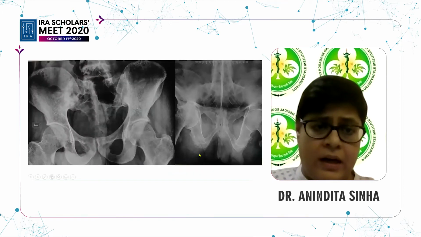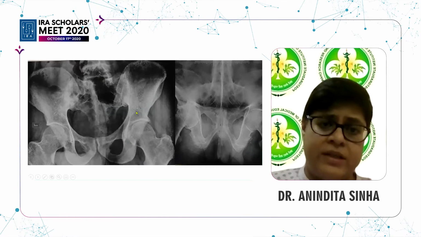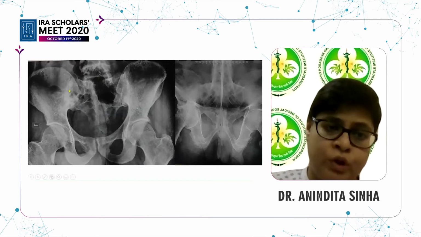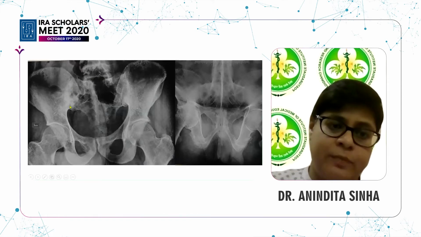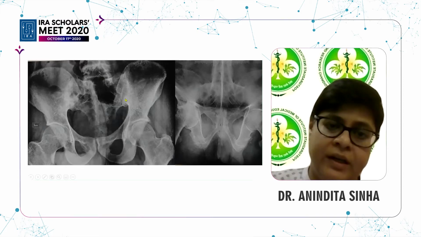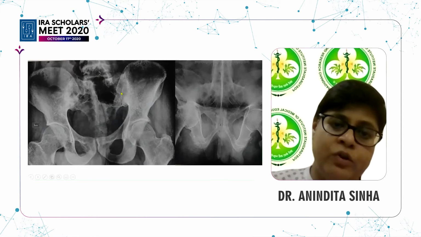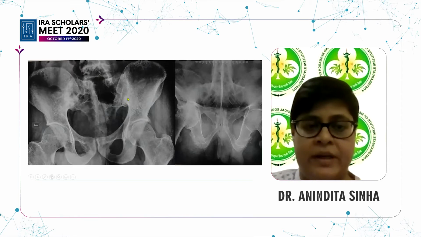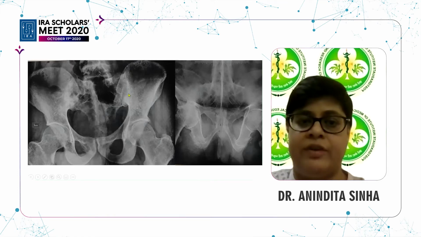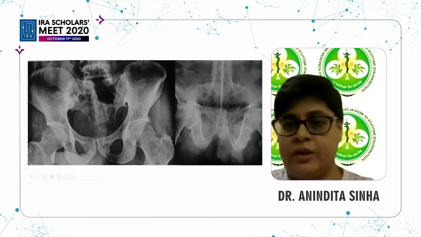Now, in advanced cases, what you see is complete fusion, and what you will see over here is known as a ghost joint. So in the superior aspect, the joint space is maintained. In the inferior aspect, the joint space is completely fused. Here again, the joint space has been completely obliterated, completely fused, so you don't see any joint space. The joint space is absent, and this is known as a ghost joint with complete fusion of the inferior aspect of the sacroiliac joint.